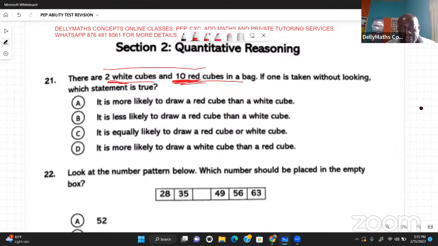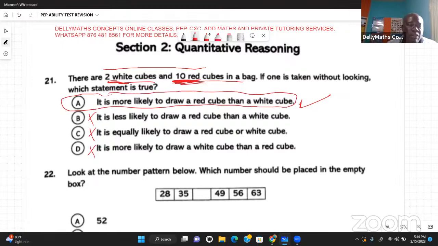I agree with this. It is more likely to draw a red because we have 10 reds, right? So I don't even have to read anything else. Let us just check the ones that are not correct. It is less likely to draw a red. This is incorrect. It is equally likely. No, it's not. It is more likely to draw a white. No. As I said to you, normally if you pick the right answer early, don't try to figure out the rest because it's going to be incorrect and time is needed, right? So A is correct right there.